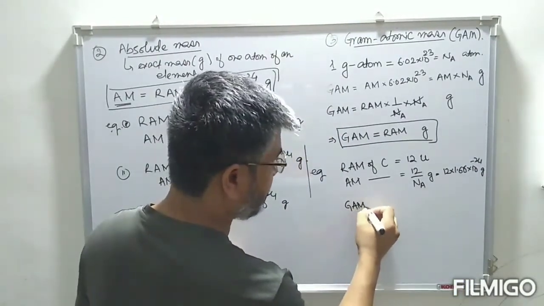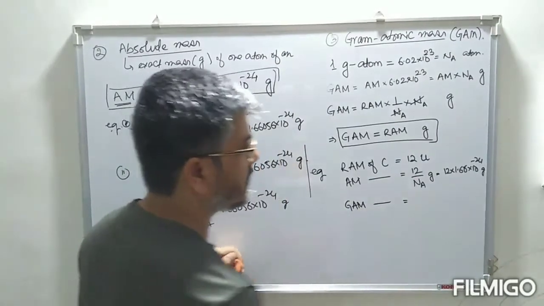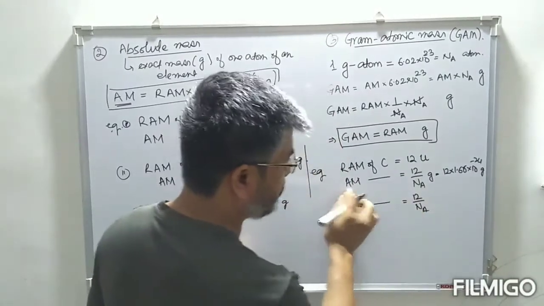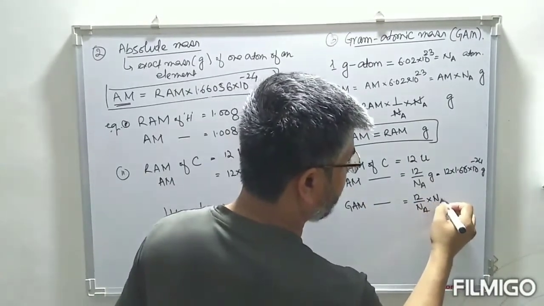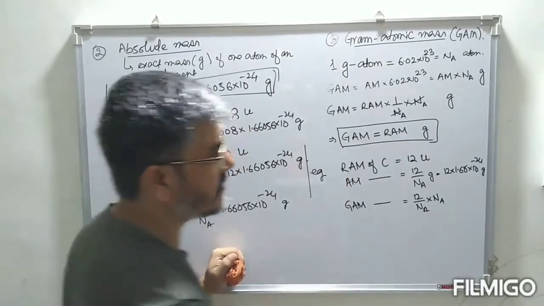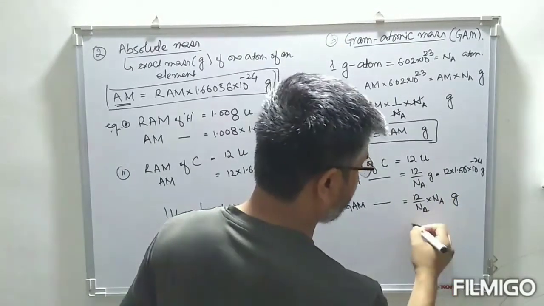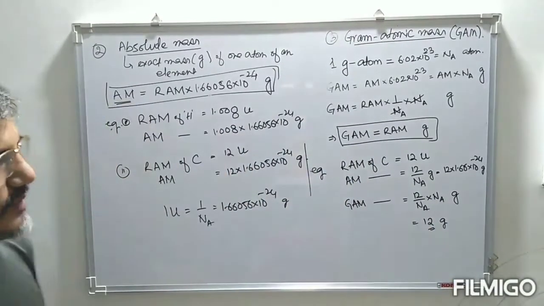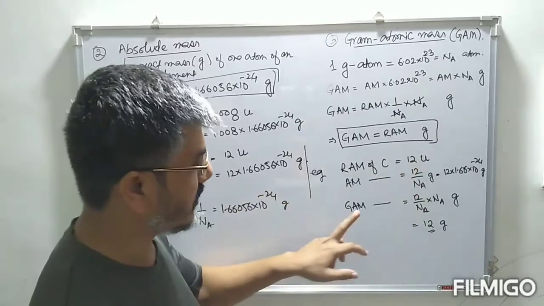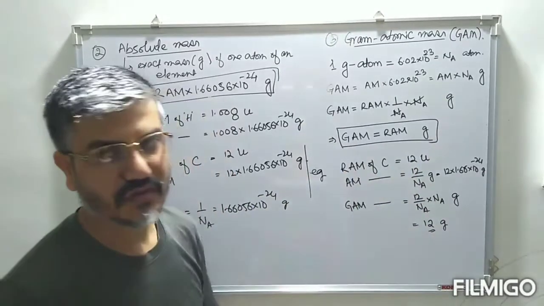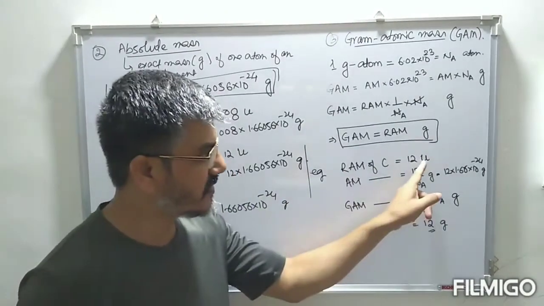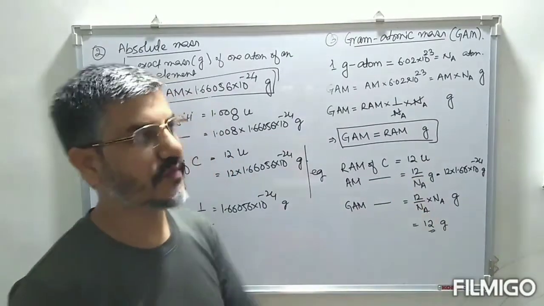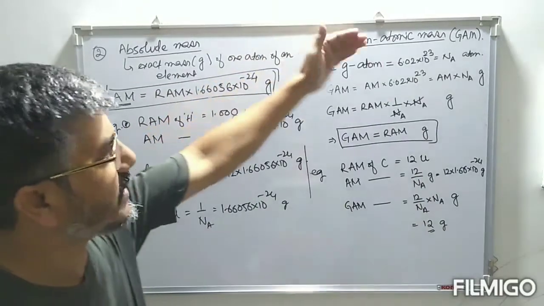Gram atomic mass of carbon, that is 12 by Na, that is absolute mass into number of gram atoms expressed in terms of gram. So this comes out to be 12 gram. So the relative atomic mass of carbon is 12 u. Gram atomic mass of carbon is also 12, but there is a difference in unit. This is in terms of unified mass, this is in terms of gram. So this is gram atomic mass.